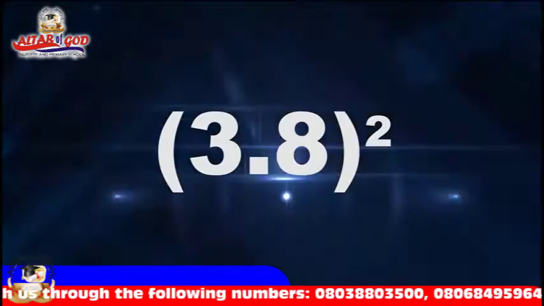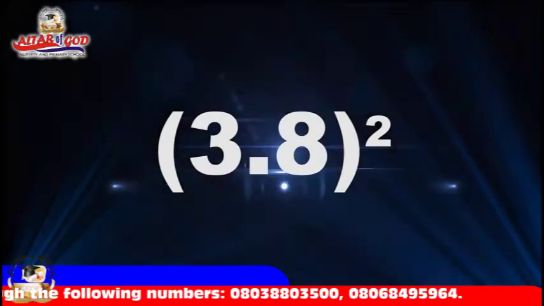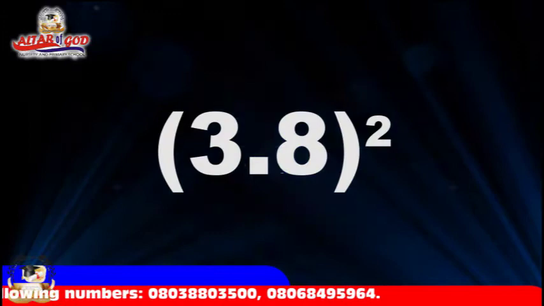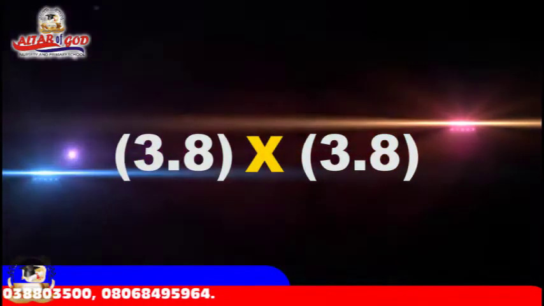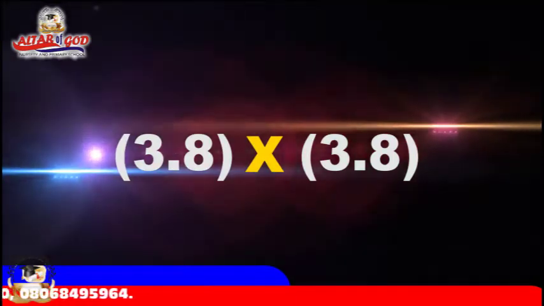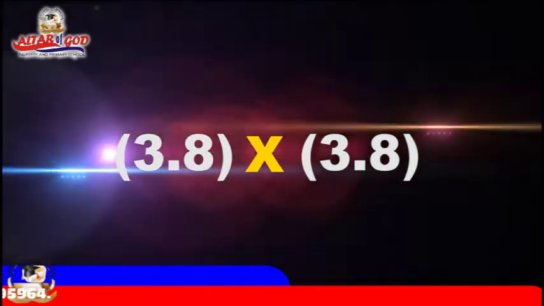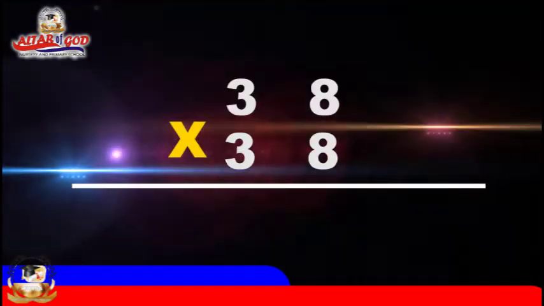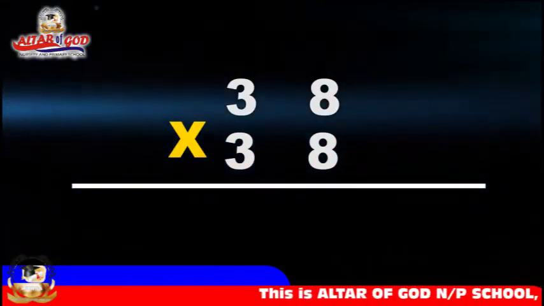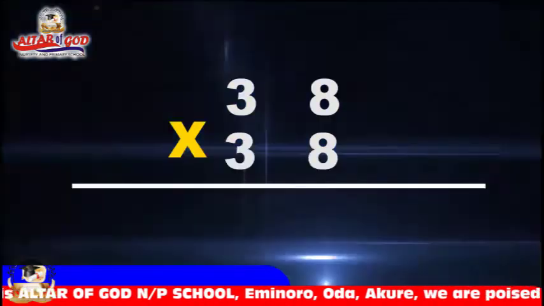You have to find the value of 3.8 square. How will you find the value? What they are saying there is 3.8 times 3.8. That's the meaning of 3.8 square. If you want to actually go by how to solve it, you have to ignore the point. Write 3.8. Under it again, you write 3.8. You now multiply.